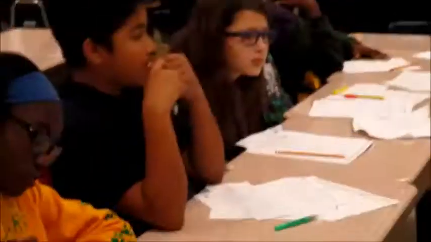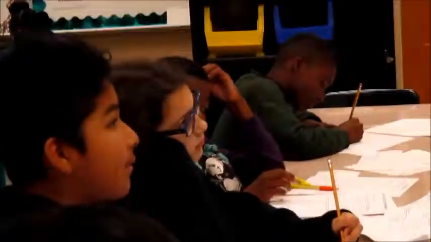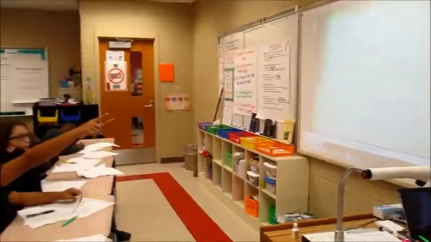What did you get as an answer? 11. I have 11 too. 11 what? Ounces. Does my answer make sense is what I'm trying to figure out. How can I check to see if my answer makes sense? I already have 11 ounces. Do 11 times 6. I could check my work by saying 6 copies of 11 should equal 66, right? That's a math fact. 6 times 11 is 66. Does it check out? Yes.